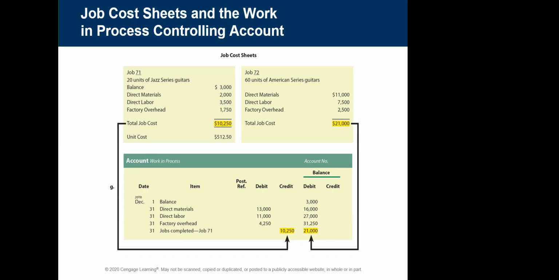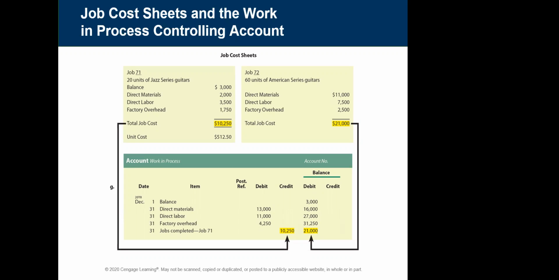Actually, this is when we move it out, I guess. So this job got done now, and they're going to move it from work in process out to finished goods inventory. So what we're going to do is credit the account the total cost of the job we're moving out, and the new balance of the account will just be the job that's still sitting there in work in process, still being worked on.